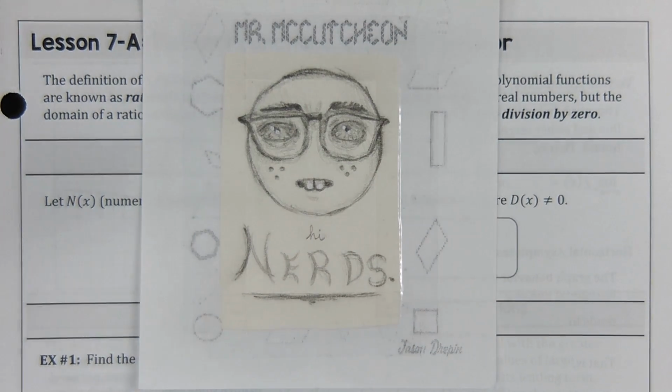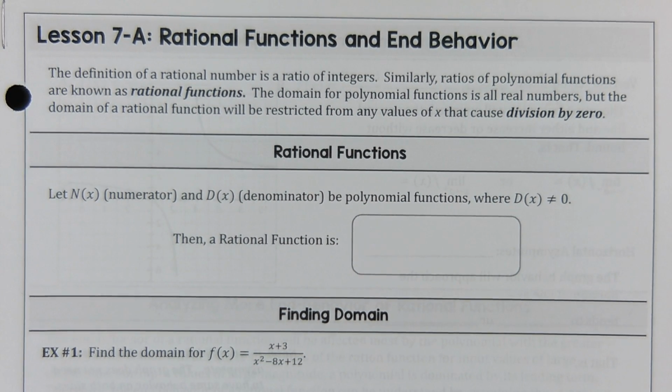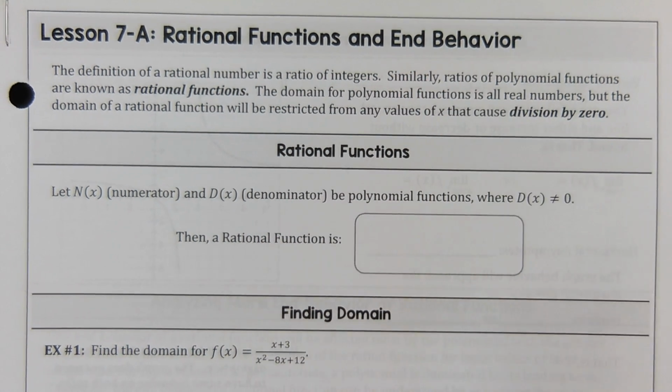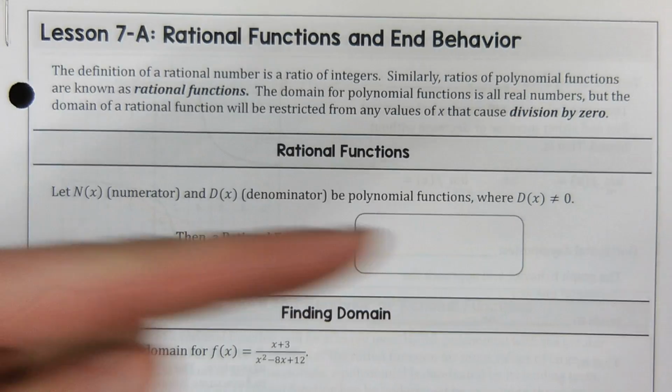All right, nerds. Unit 1.7. It says A, but there is no B. It's just unit 1.7. Rational functions and end behavior. So we're talking about rational functions. We're talking about how they behave specifically at their endings, but before we get to the endings, maybe some of the stuff that's going on in the interior of the graph. You know, because the endings are like the far left and far right.